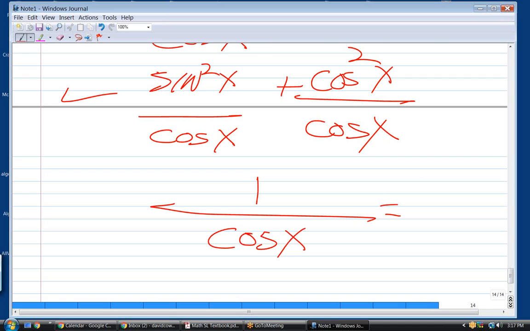What's our answer? Sine? No, reciprocal. Secant. There's one co, but sine does not go with cosine. Those are cofunctions, but they're not reciprocal functions.